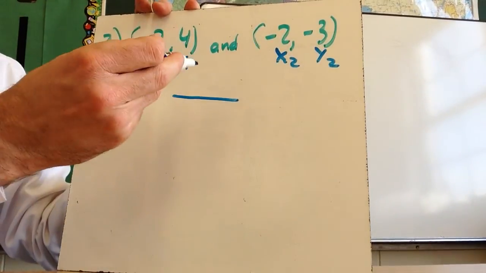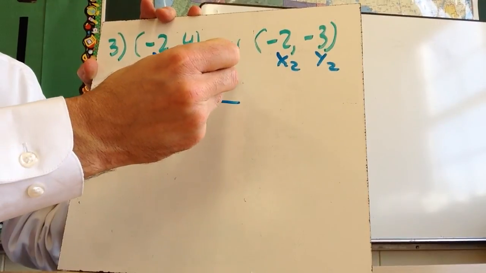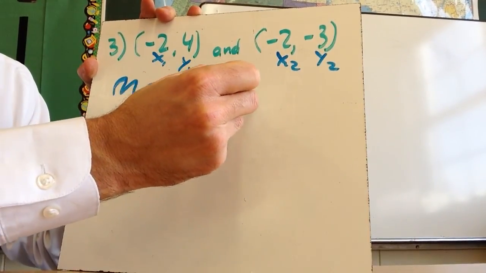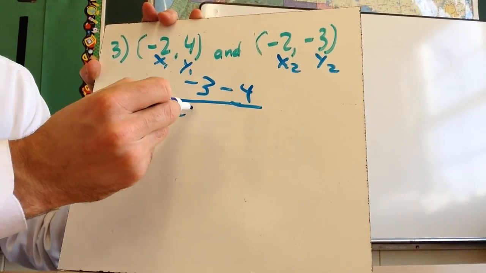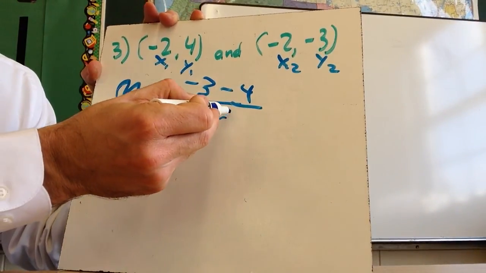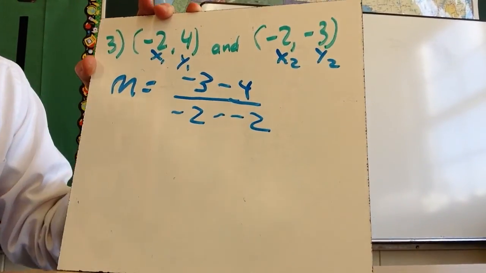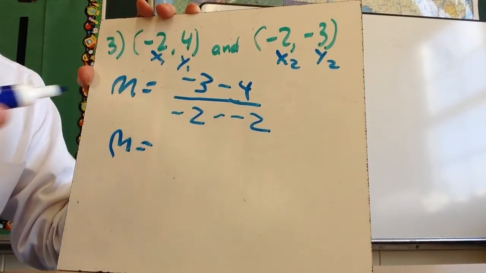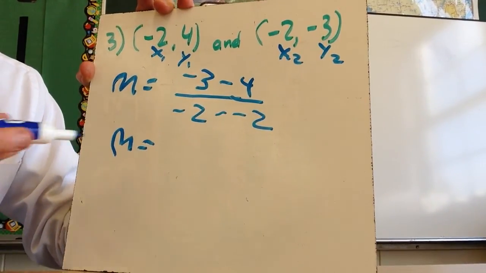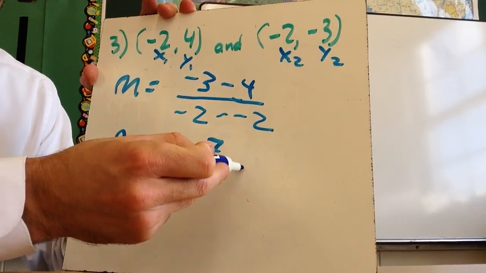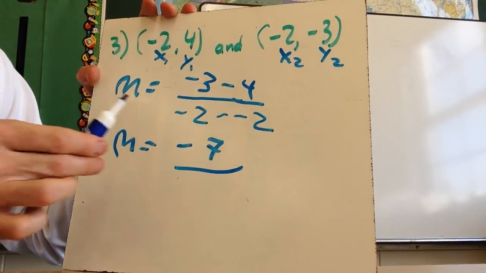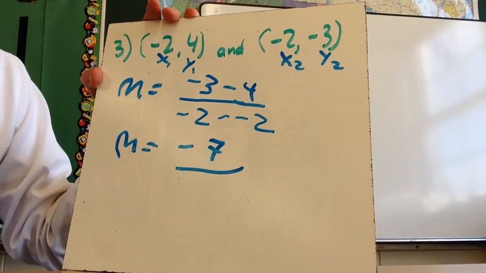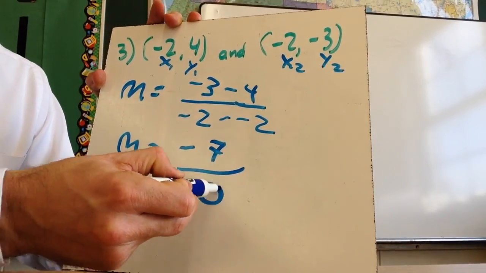I'm going to go y2, which is -3, minus y1, which is 4. And this is over x2, which is -2, minus x1, which is -2 also. So my slope here is going to become -3 minus 4, which is -7. I'm putting this over -2, and these become positive: -2 plus 2, which is 0.